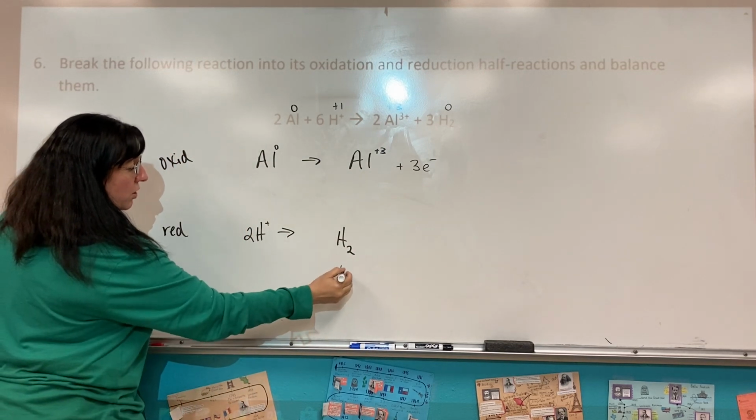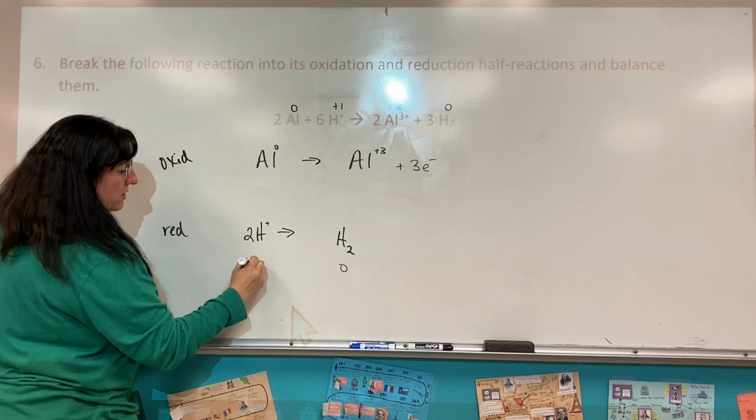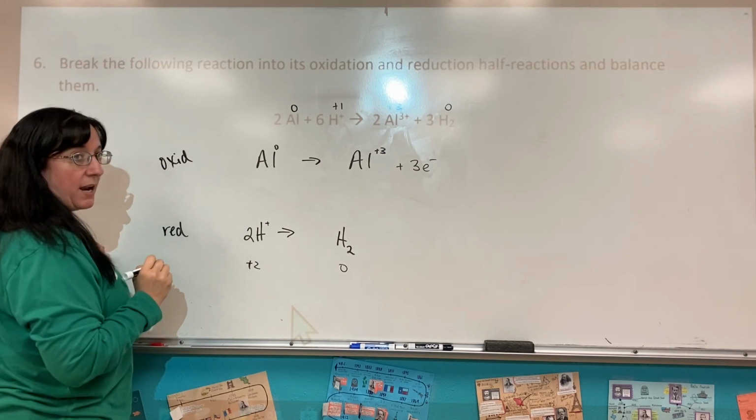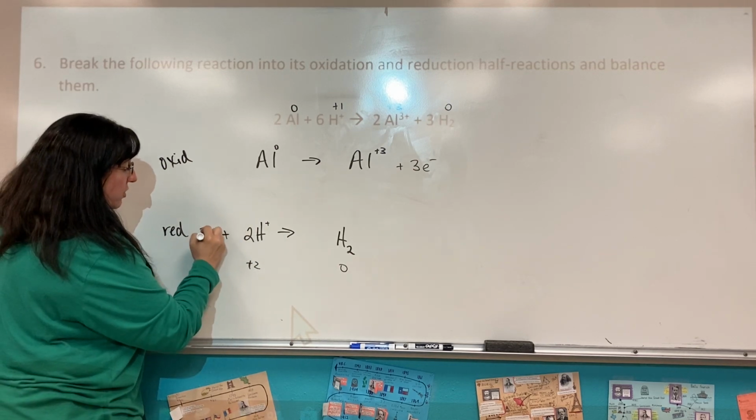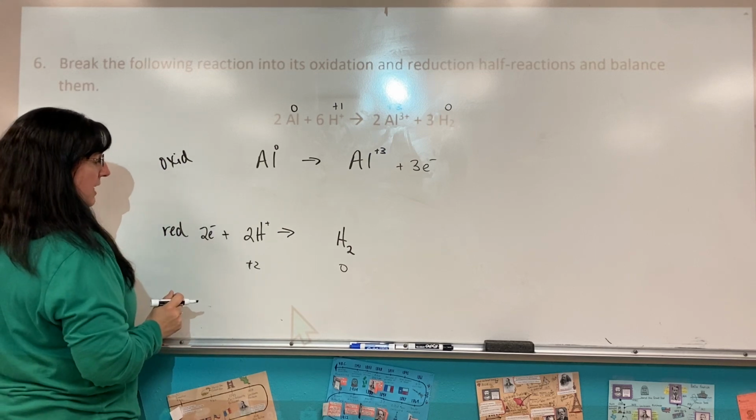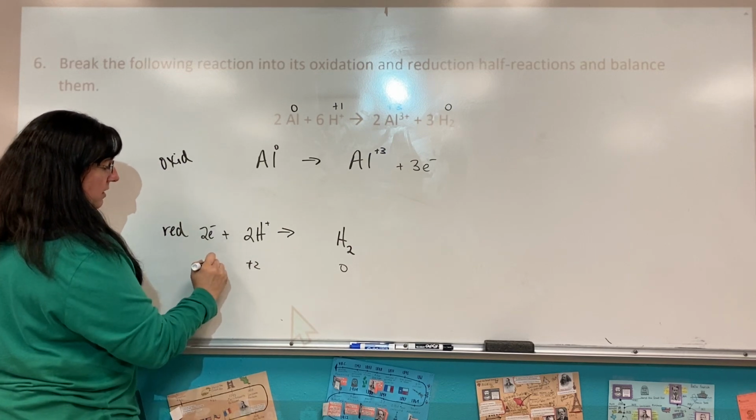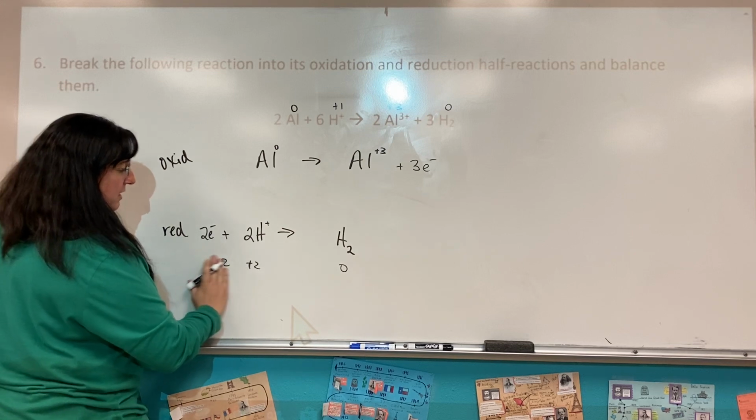All right, so this has a charge of 0. This has a charge of +2. So how many electrons need to be added? 2 over here to the reactant side. All right, so now this is -2 + 2 gives me the 0.